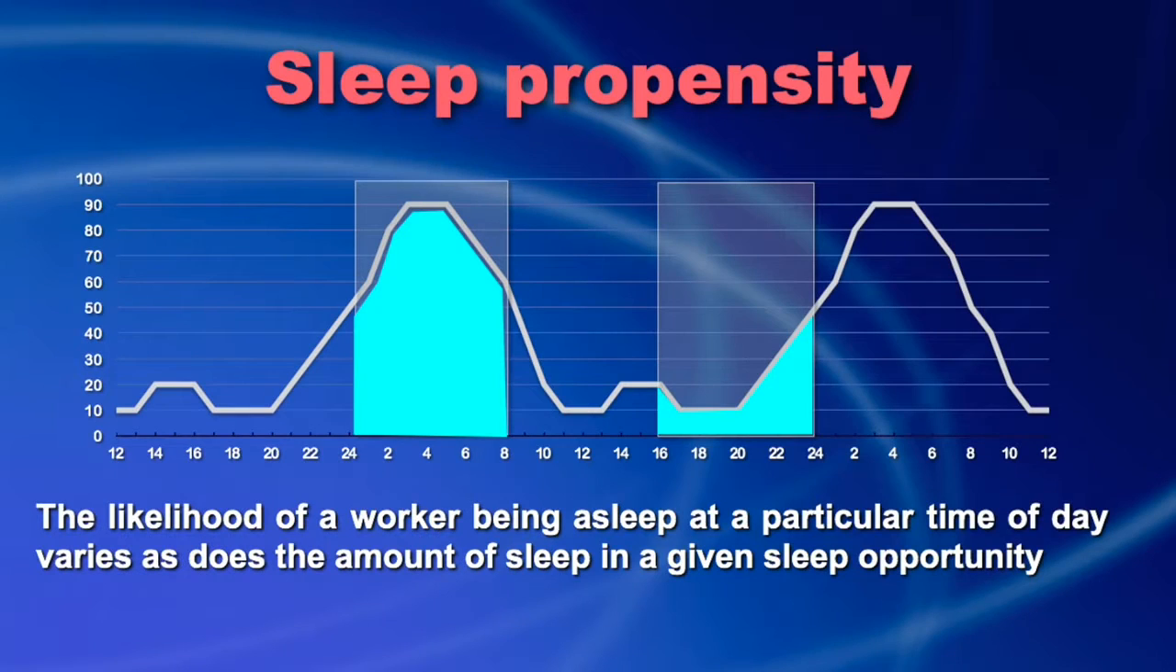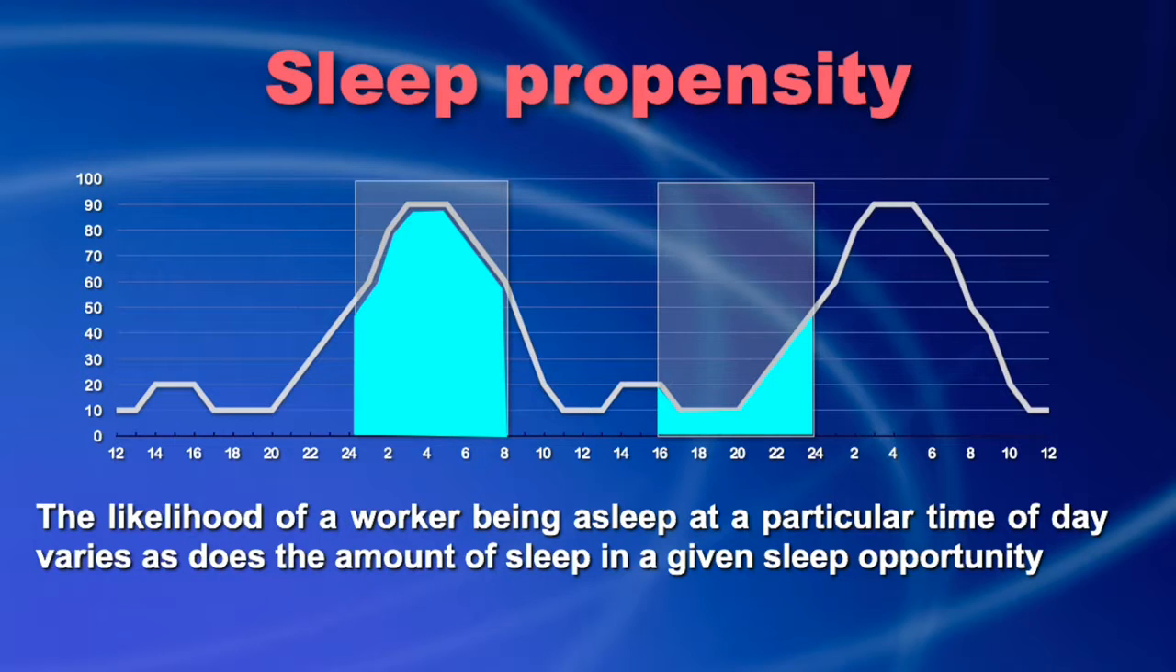So if you look at that line, you'll see that where the square bars are on the left, that is the normal nighttime period, and you'll see the probability of a worker being asleep varies at around about 80 to 90% across that period. On the other hand, if you take a sleep period during the early afternoon and evening, which is the second bar on the right, you'll see that the average amount of sleep is down around 20 or 30%.